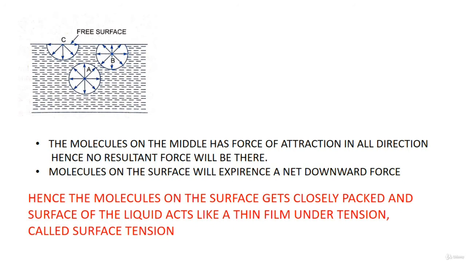The molecule in the middle has a force of attraction in all directions, hence no resultant force will be there. However, the molecules on the surface will experience a net downward force because they are surrounded by neighboring water molecules only in one direction, not in the upward direction. Hence a net resultant downward force will be there. So due to this downward force, the molecules on the surface get closely packed and the surface of the liquid acts like a thin film under tension. This is called surface tension.